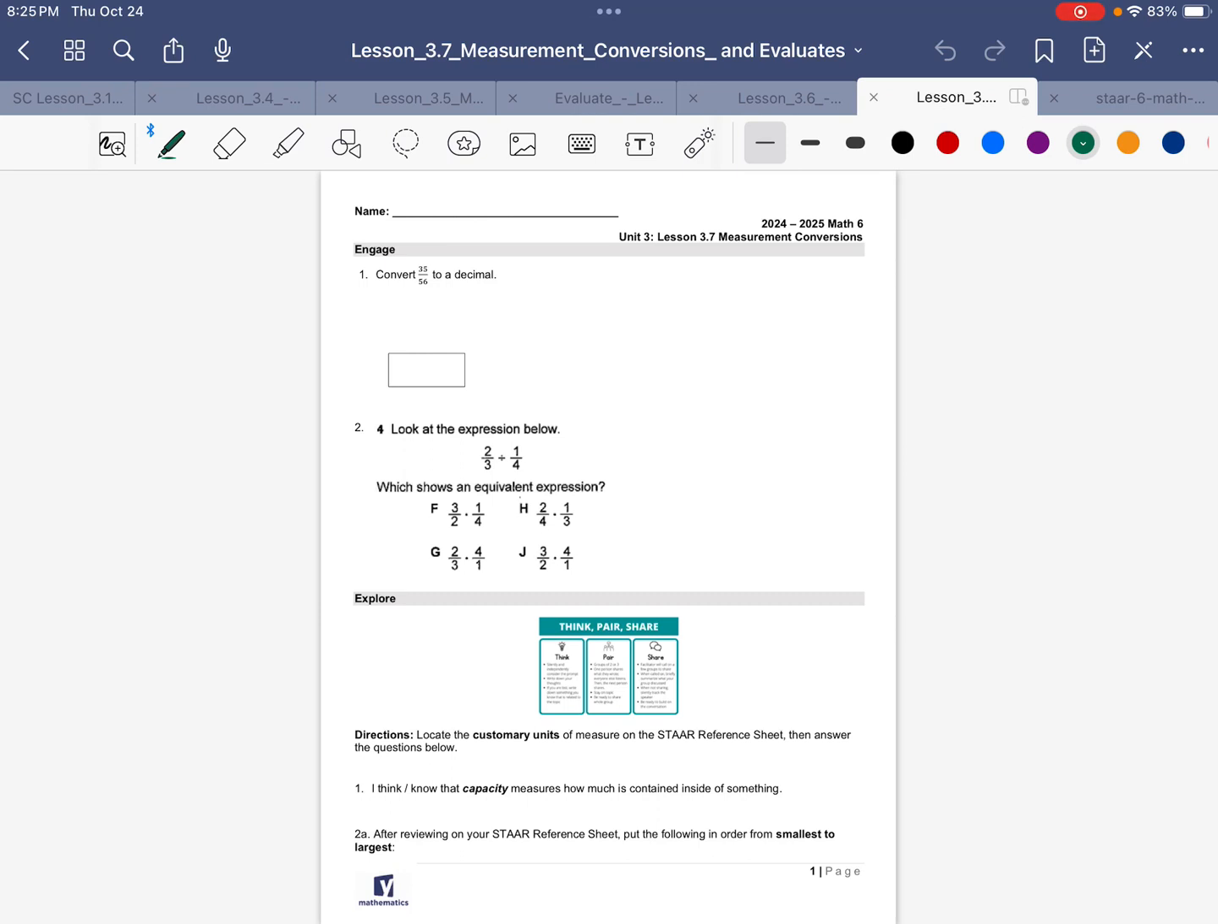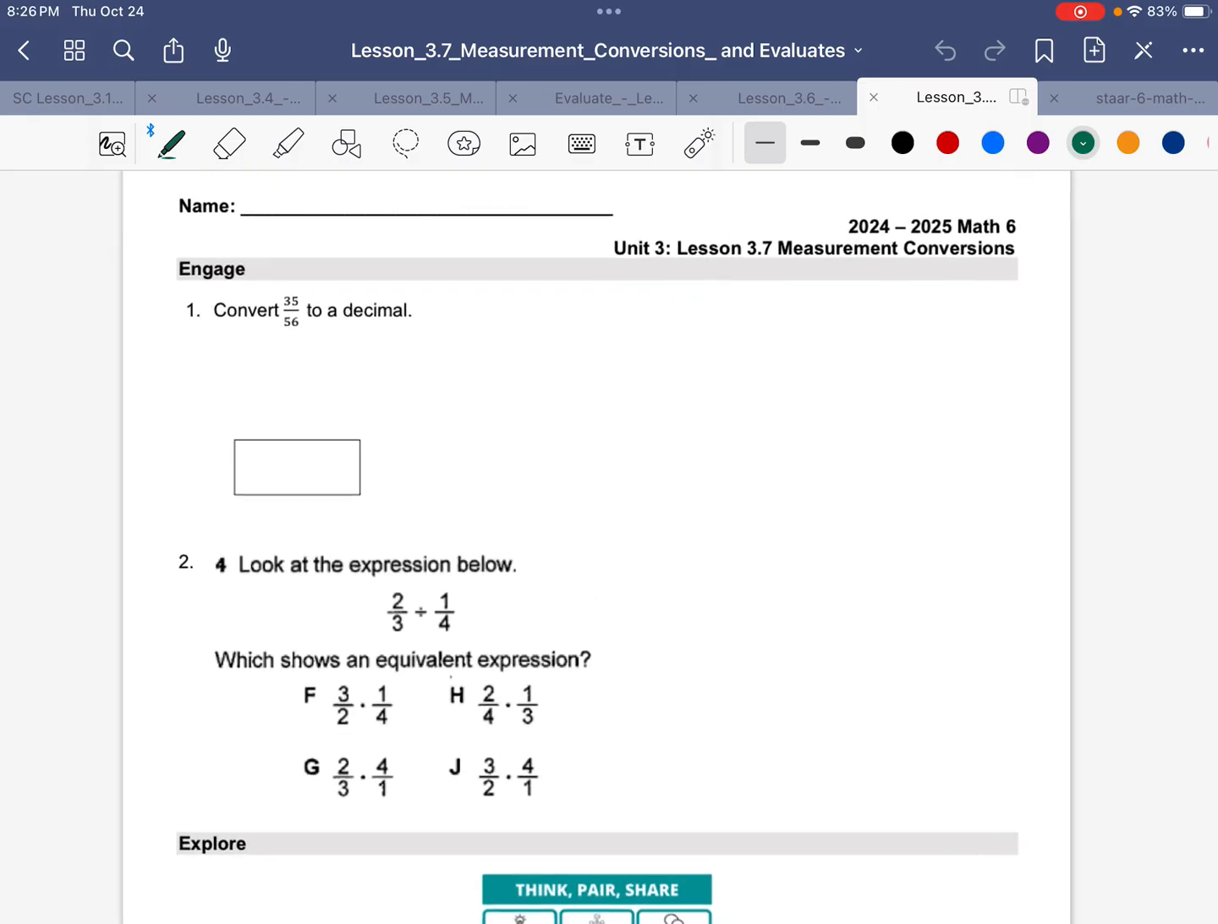All right, let's jump into lesson 3.7. We're going to convert measurements. It's a lot of what we've been doing with the equivalent fractions and whatnot, setting up proportions, all that good stuff, working with the fractions as proportions and ratios. So it's going to be really, really similar.